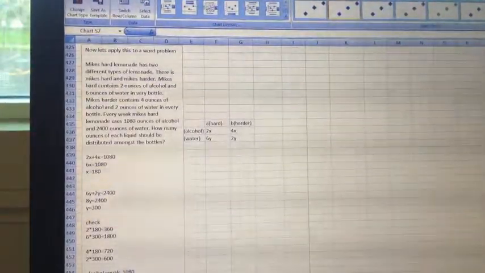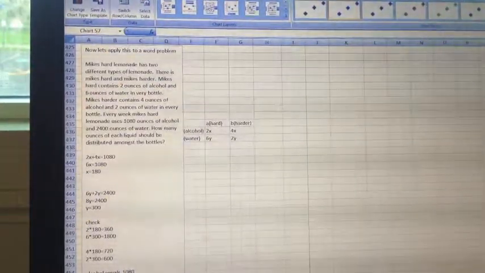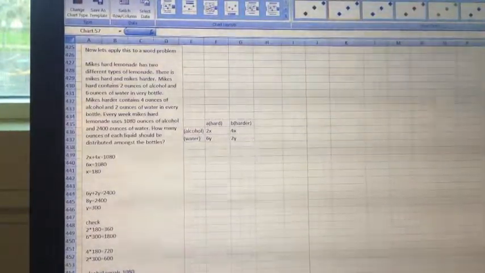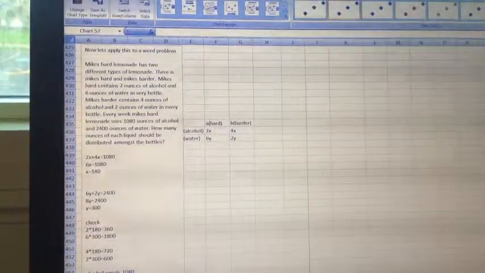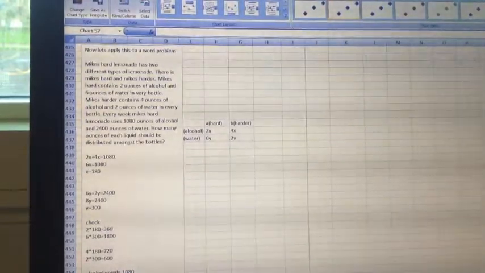Now we're going to apply this to a word problem. This can get a little tricky, but we just have to stay with it and try to understand what we're talking about. Okay, so let's read the problem.